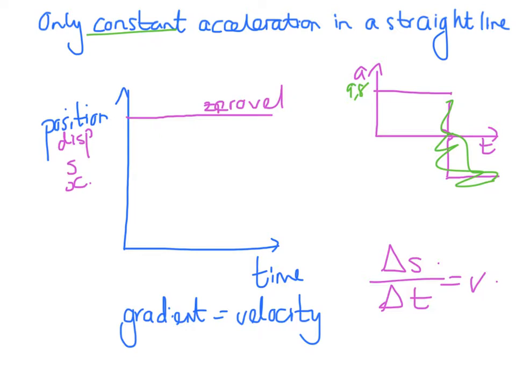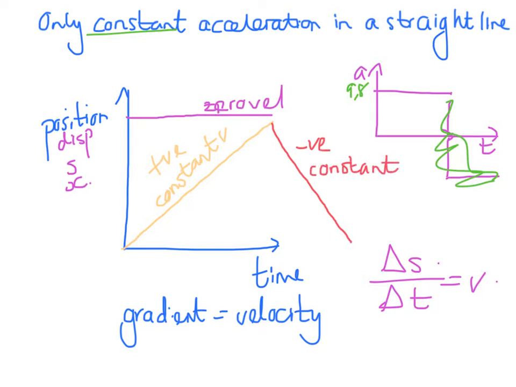Then I could ask, what about if I have a nice, neat straight line going up? I am going forwards, and it's a constant gradient, so that's constant velocity, and it's positive. If for some reason my position time graph comes down like that, I have a negative constant velocity. And negative often just means in the opposite direction.